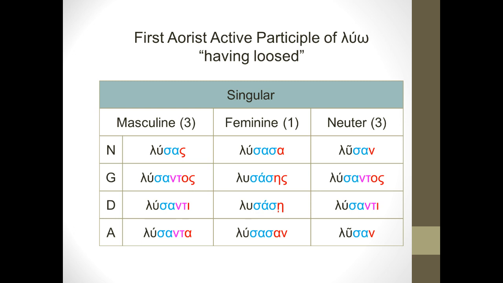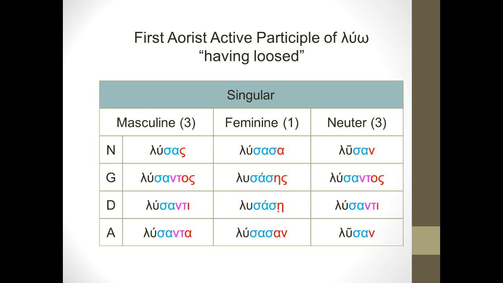So again, if you committed to memory your present active participles, then you'll notice that many of them are very similar to what you have in the aorist, but your sigma alpha that comes between the participle ending and the verb stem is what's different here, and it tells you that you're dealing with the aorist tense.